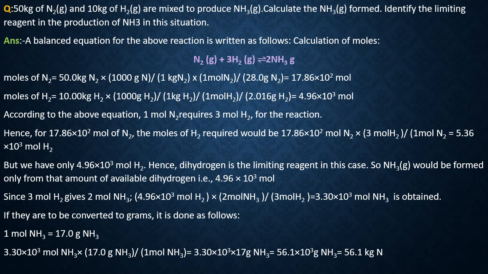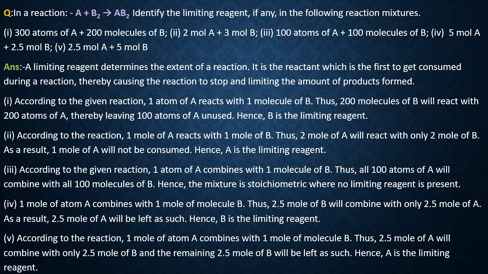After understanding the first example on limiting reagent, now we will take another example so that the concept of limiting reagent becomes very clear. The second example is general in nature. A is reacting with B2 and giving AB2. The question is, identify the limiting reagent, if any, in the following reaction combinations.